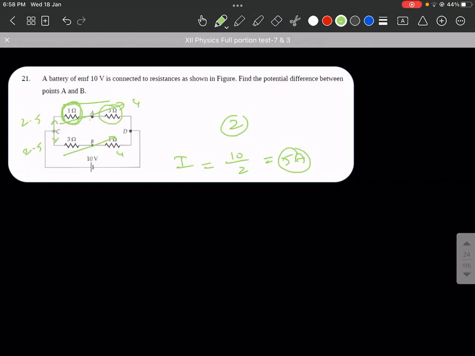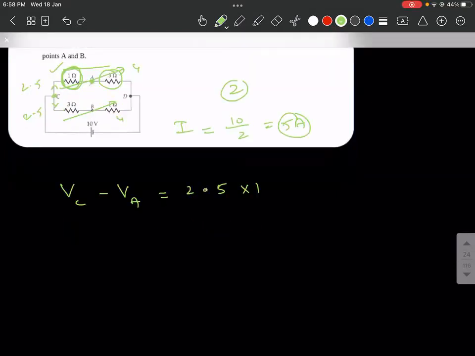So tell me, what is VC minus VA? It is 2.5 into 1, correct? Between C and A, what resistor is there? It is a 1 ohm resistor. So VC minus VA is 2.5 into 1, I into R. Similarly, VC minus VB is how much? Use the same logic and tell me.